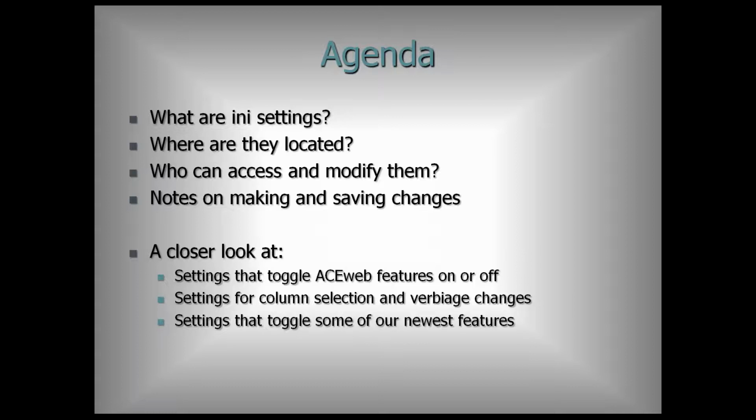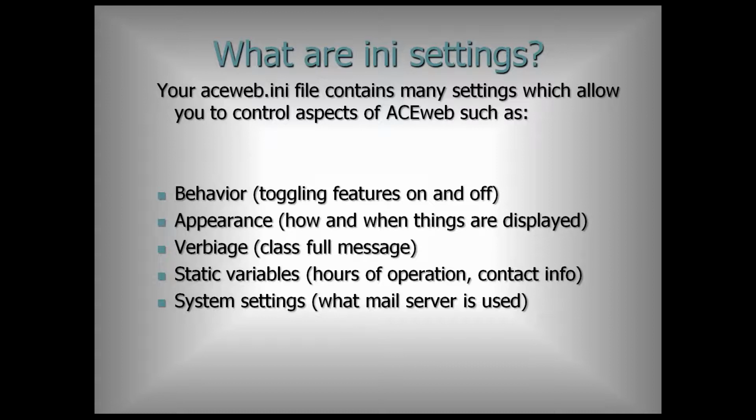So let's jump right in and talk about what INI settings are. Your ACEweb INI is a file located on your ACEweb server, and it has a number of lines in it, which is the setting, an equal sign, and then whatever the value for that setting is. Last time I did a rough estimate, there's nearly 200 different total INI settings. So it's a pretty big file, and we're going to try and narrow it down to a few different categories that can help you define or determine what settings do what.